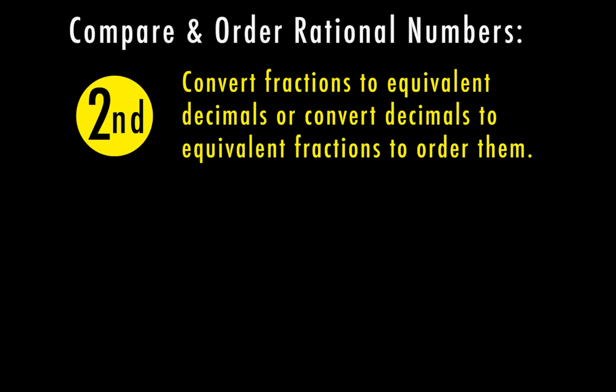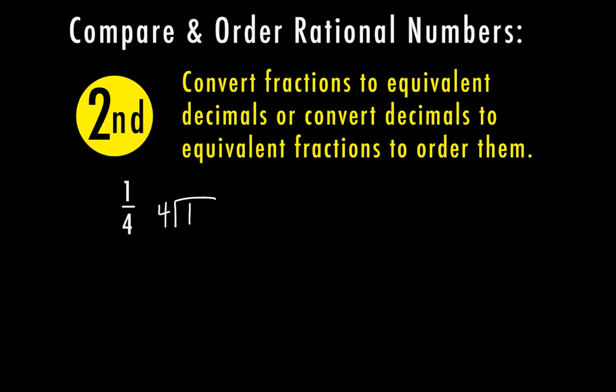For our second step, we want to convert fractions to equivalent decimals, or we can convert decimals to equivalent fractions so that we can put them in order. So let's go ahead and try this out, and we're going to convert some fractions and decimals. So we have the fraction 1/4. In order to turn 1/4 into a decimal, I need to have the top number in the box, and I'm going to divide by the denominator, or the lower number.